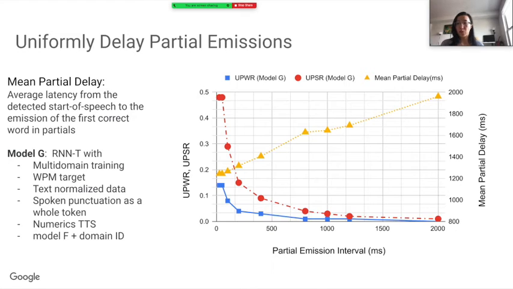We first explore how the end-to-end RNN-T will behave when we uniformly delay the partial emissions. As seen from this graph on the right, let us first look at several definitions. So the blue curve, or the square curve, is UPWR, which measures unstable partial word ratio, and the red dotted curve is UPSR, which measures the unstable partial segment ratio.